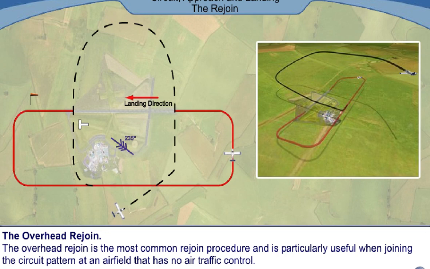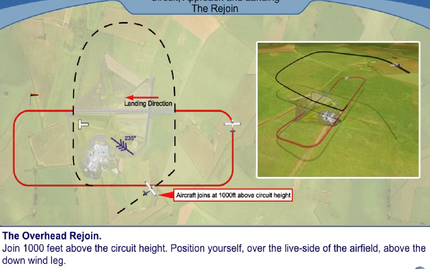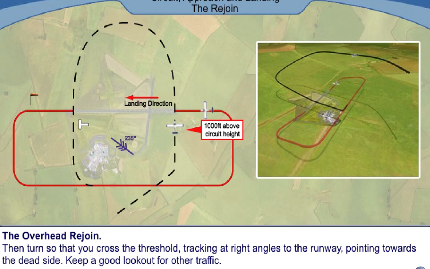Then proceed as follows. Set the runway direction on the direction indicator heading bug and join overhead at 1,000 feet above circuit height. Position yourself over the live side of the airfield, above the downwind leg, and then turn so that you cross the threshold, tracking at right angles to the runway, but pointing towards the dead side. Keep a good lookout for other traffic.